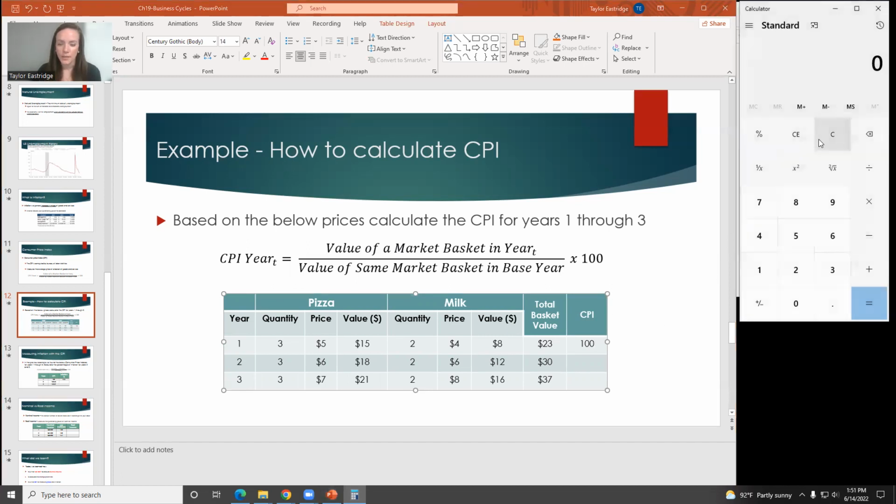In year two, the calculation becomes $30, year T, divided by $23, our base year, times 100. So our CPI in year two is 130.43. In year three, our basket value is 37, and our base year basket value is 23, times 100. So our CPI in year three is 160.86.